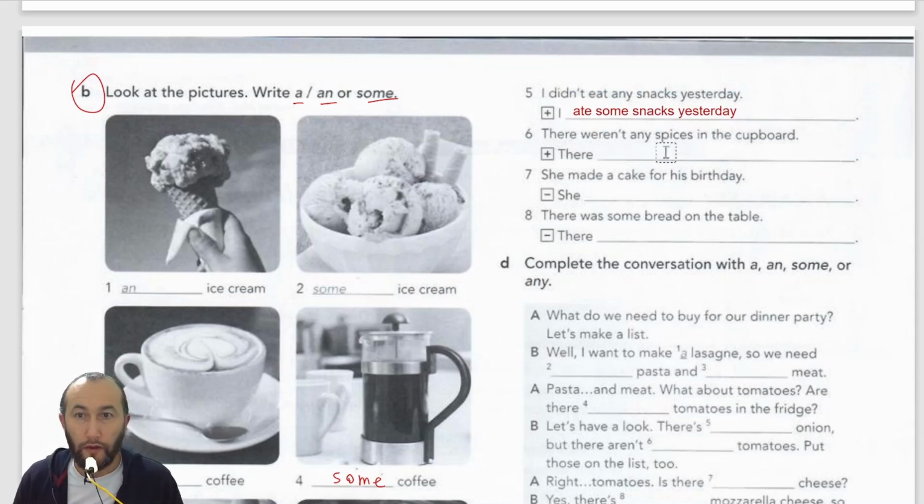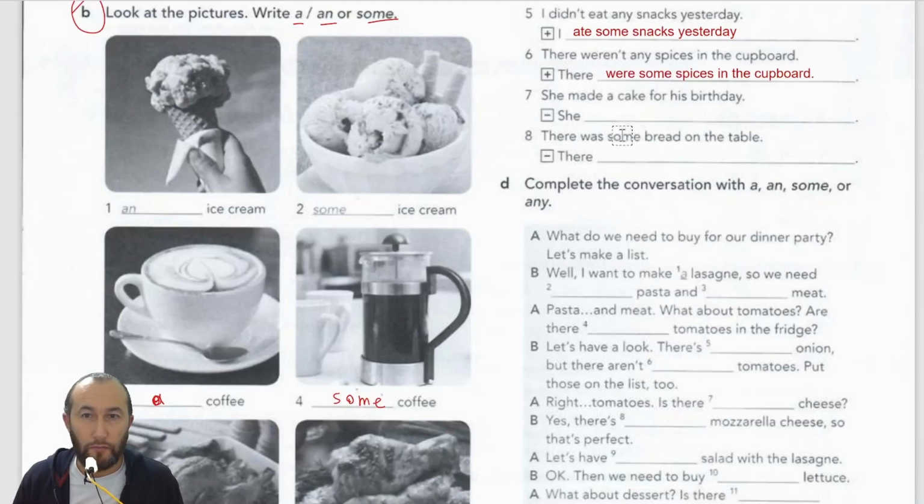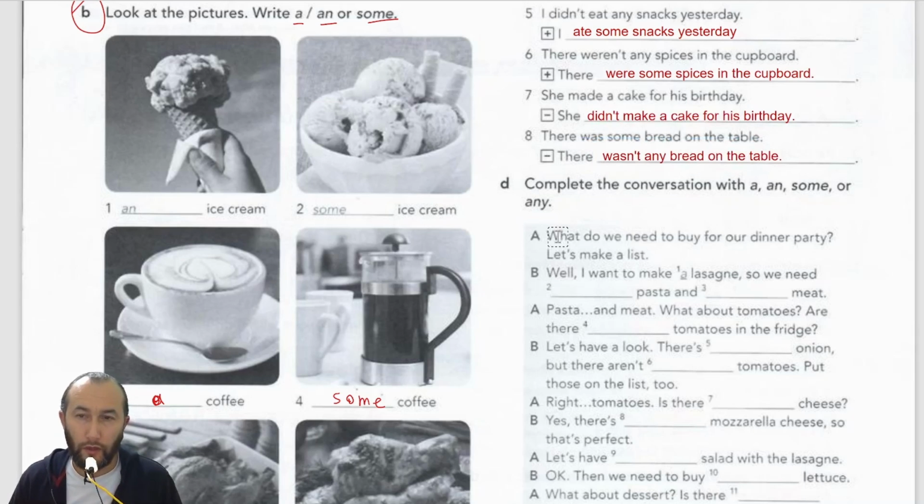Number 6, there weren't any spices in the cupboard. So there were some spices in the cupboard. Number 7, she made a cake for his birthday. Negative, she didn't make a cake for his birthday. Number 8, there was some bread on the table. Some bread, uncountable. When we say negative, there wasn't any bread on the table.